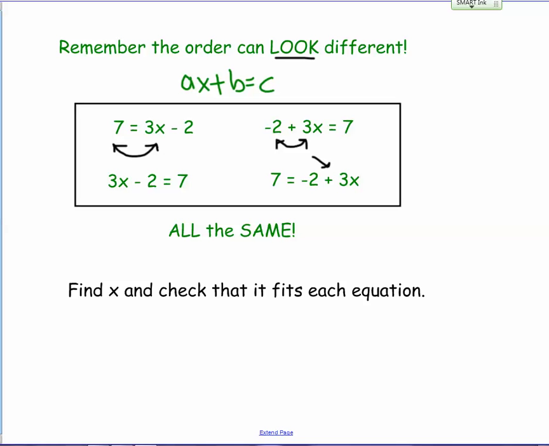Find x and use a check to make sure it fits each equation. So we know we add 2 to both sides here, and then we have 9 equals 3x, so x is 3. 3 times 3 is 9, minus 2 is 7. 3 times 3 is 9, negative 2 plus 9 is 7. So they're all the same.